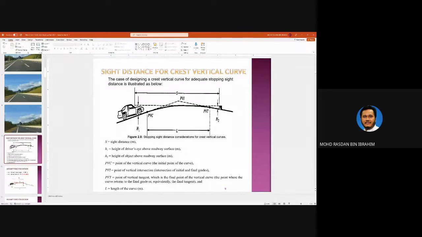Okay, why do we take 15 centimeters? Because an object lower than 15 centimeters can pass through underneath the car. If it is higher than 15 centimeters, we assume that it will not pass under the car. So we use 15 centimeters for the object height. H1 is the eye height, the height of your eyes to the surface, and H2 is the top of the object. And then these are the usual ones lah: PVC, PVI, and PVT. And L is the length of the vertical curve.